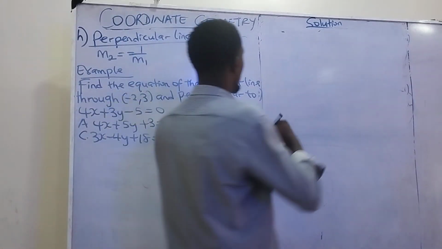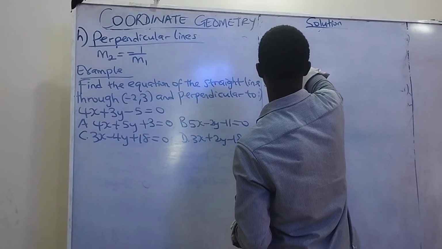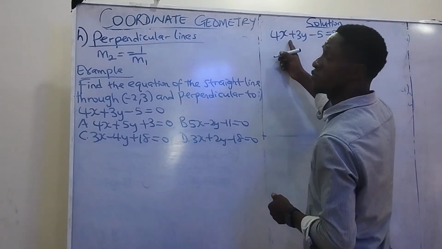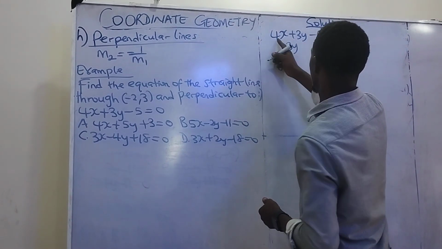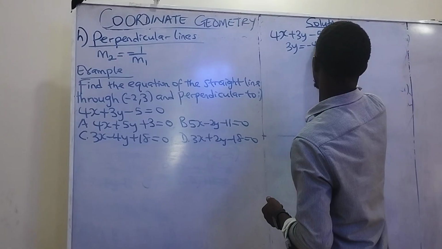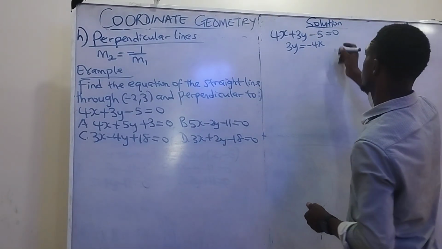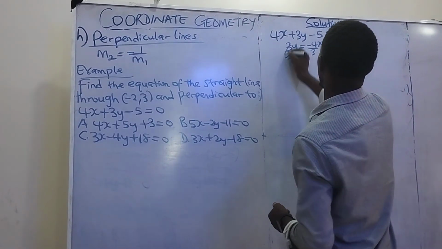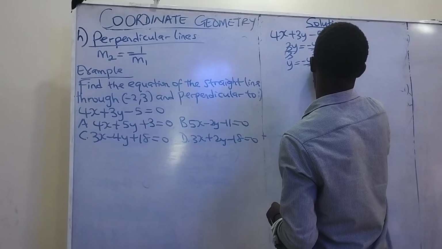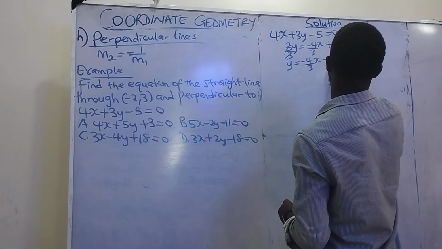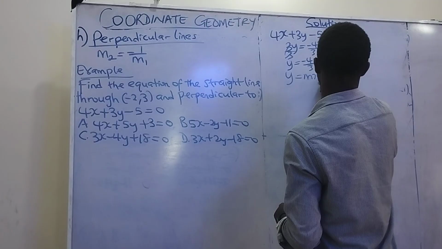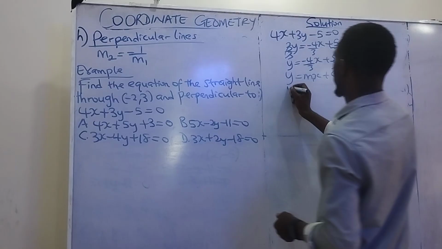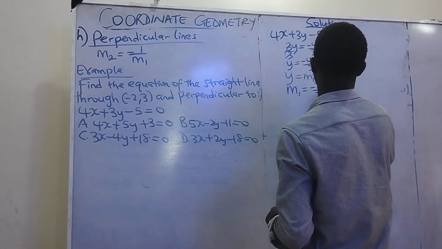So let's start with this equation here. We have 4x plus 3y minus 5 equals 0. Let's make y the subject. So we have 3y equals minus 4x, when plus 4x comes here it is minus 4x, and when minus 5 comes here it is plus 5. Divide both sides by 3. So our y is equal to minus 4 over 3 x plus 5 over 3. We are trying to compare it with this equation, and here is our m1. So our m1 is what is in front of x. So our m1 is equal to minus 4 over 3.